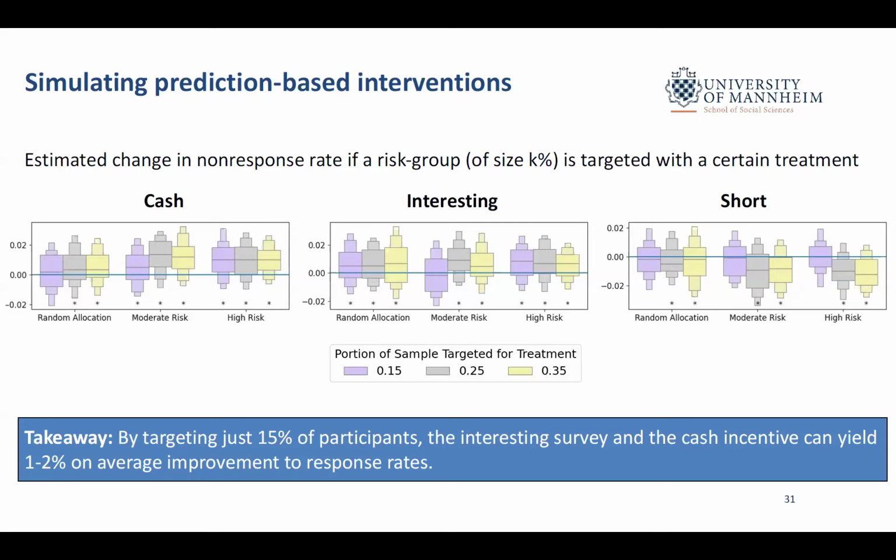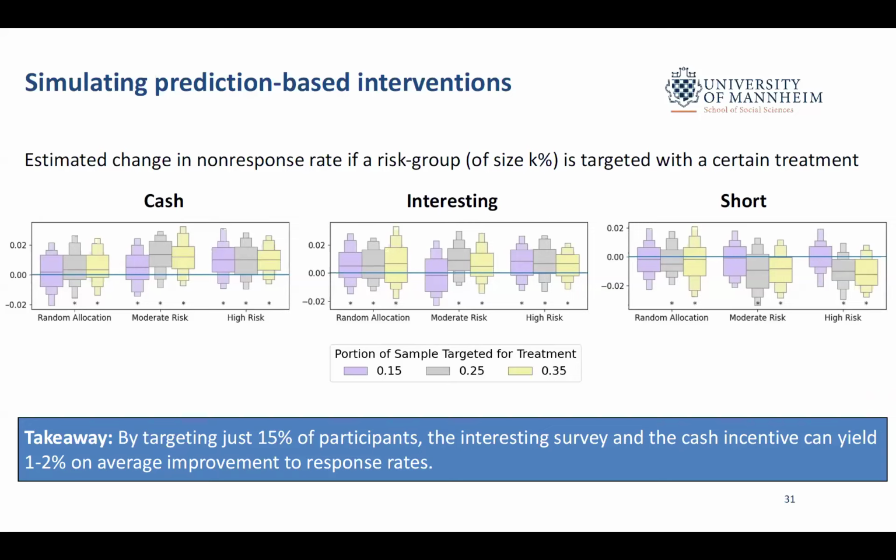The colors are these different numbers of people that we could have targeted. We could have targeted the 15% most at risk, the 25% most at risk, the 35% most at risk. That's the color channel. And then we have this zero line.